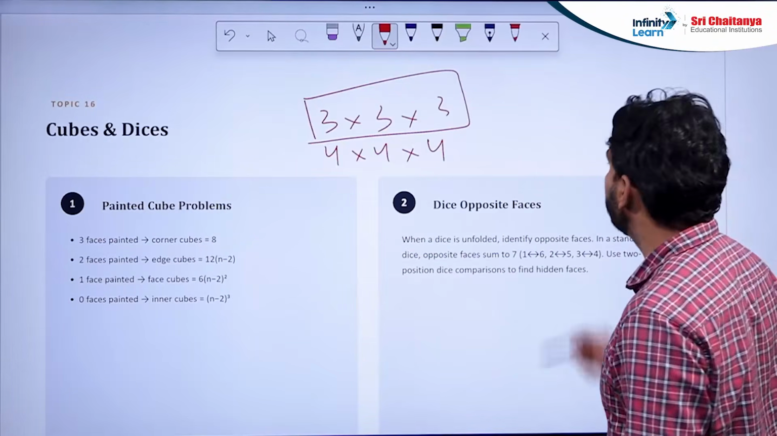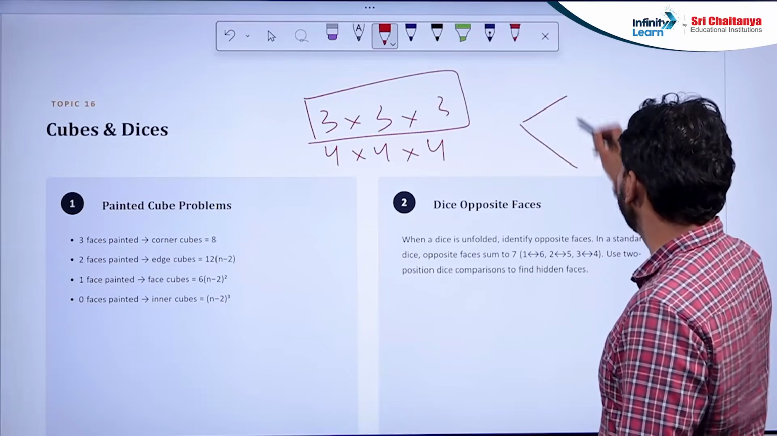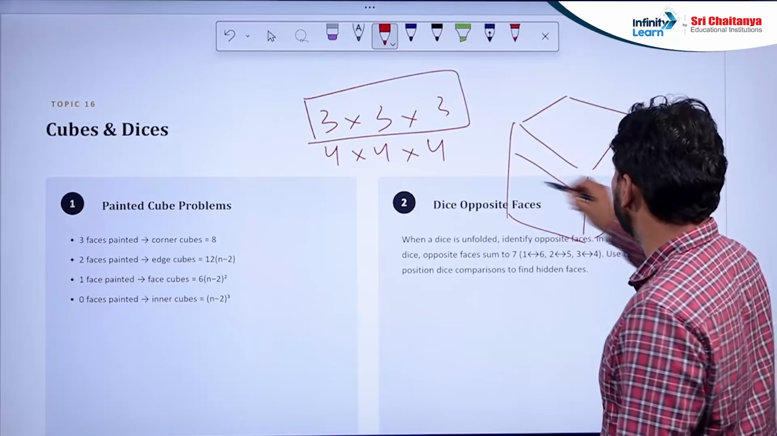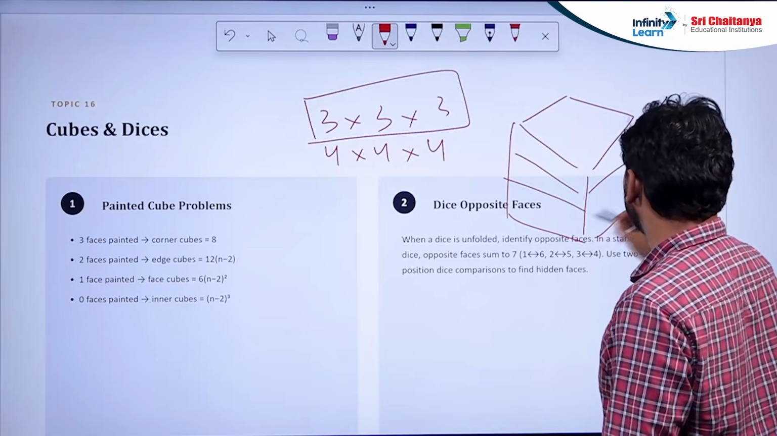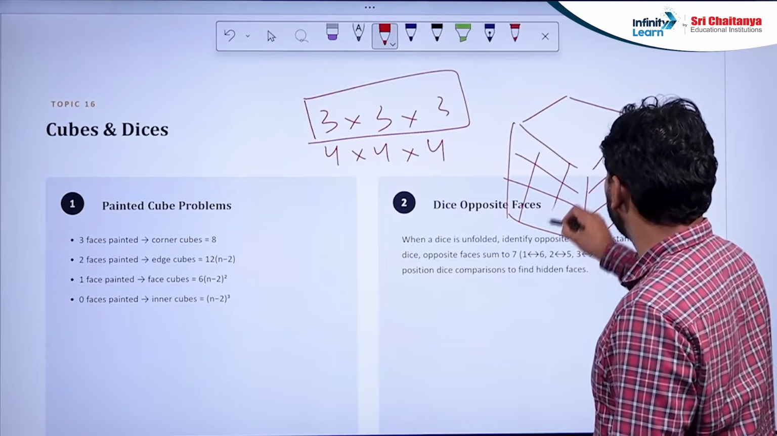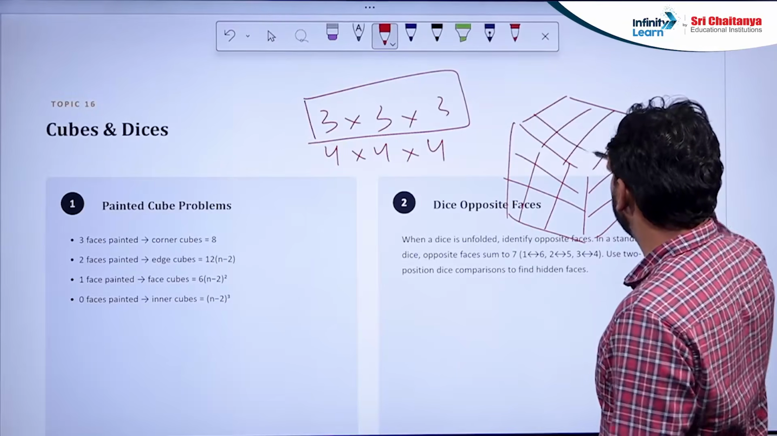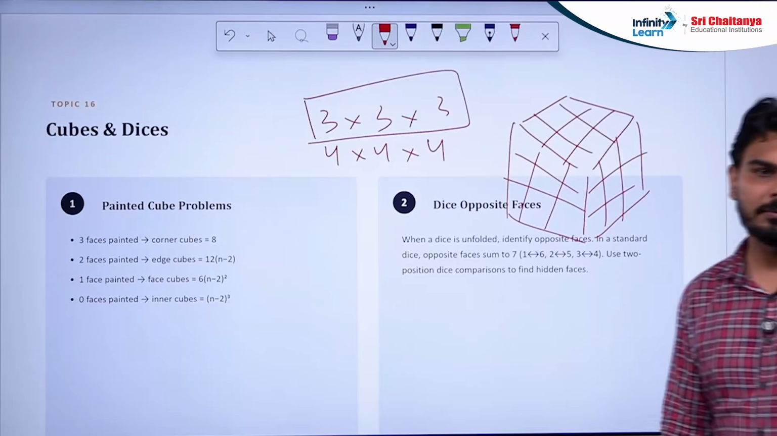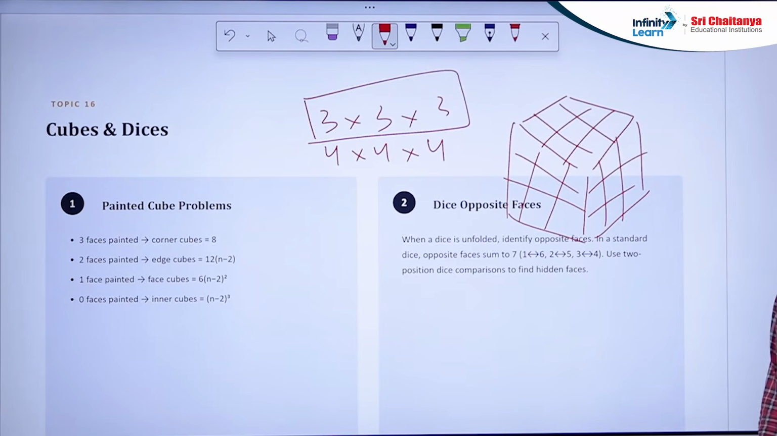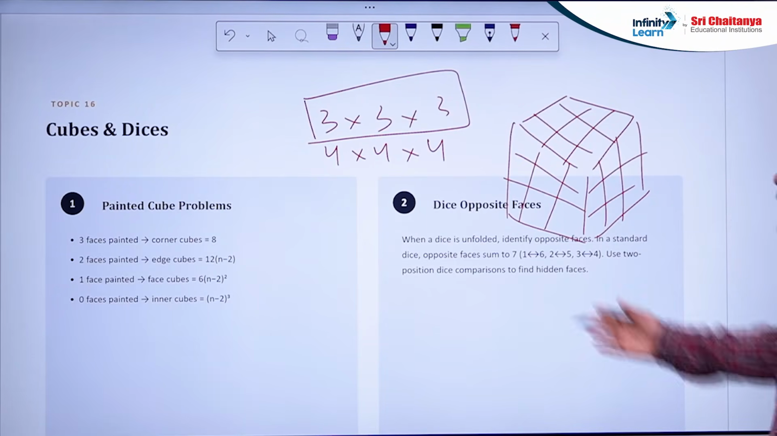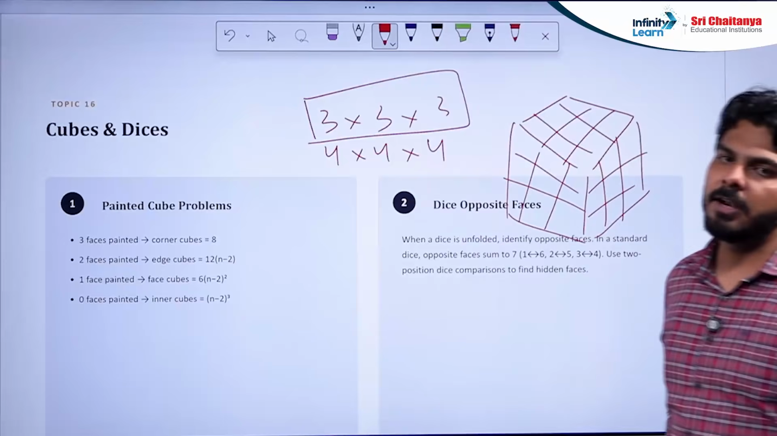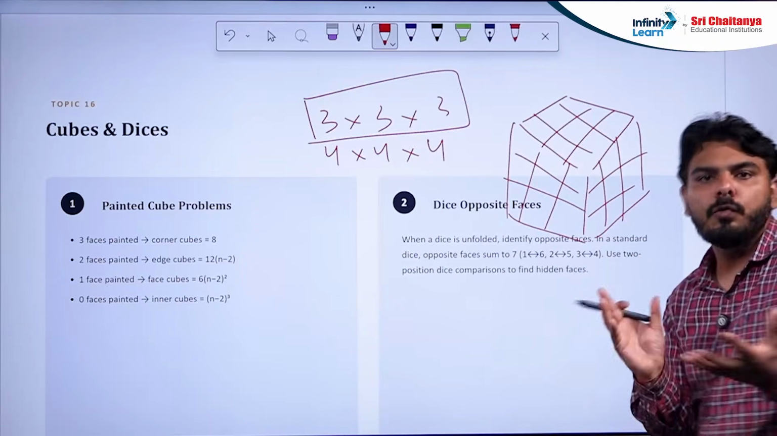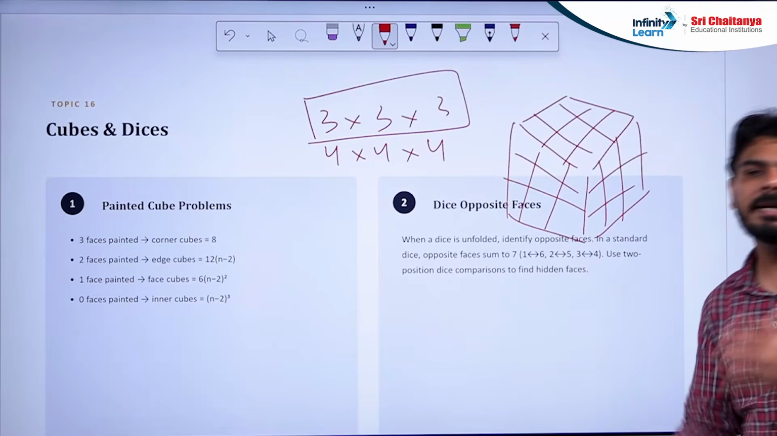3 by 3 by 3 means if I'm drawing a cube, I'm cutting the length, the width, and the height into 3 by 3 by 3 form. This is the meaning of 3 by 3 by 3 cutting. Similarly, you can cut the cube into 4 by 4 by 4. And you will be able to find the number of small cubes that are two-face painted, three-face painted, zero-face painted, or one-face painted.